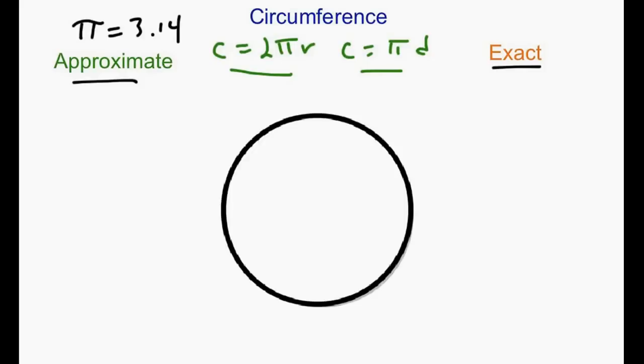When we're getting the exact answer, that means we're getting exactly the right answer. It's not going to be close. It's not going to be rounded. So for that, we're just going to use the pi symbol. We're going to leave it as is.